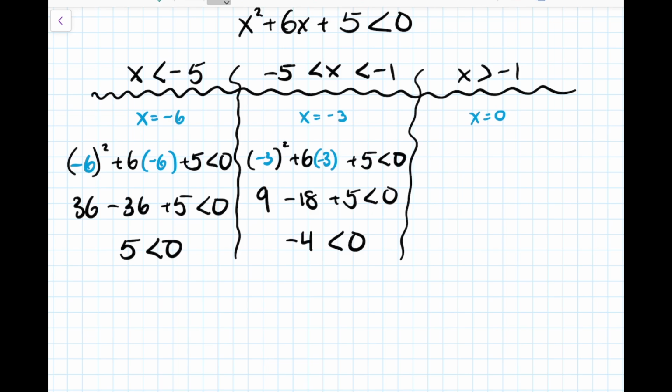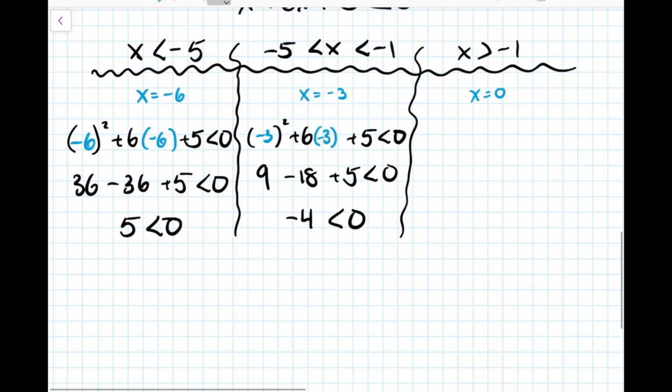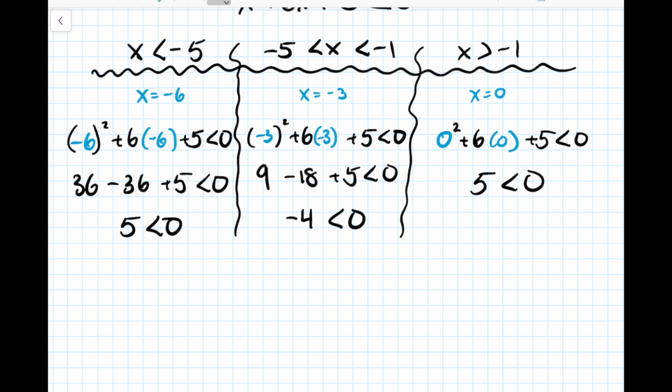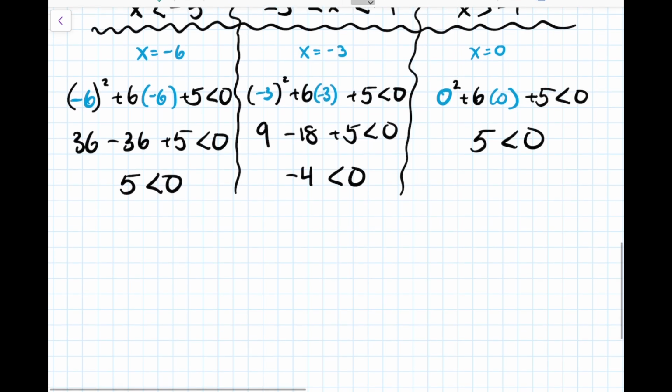And so we do the same thing with our x equals 0, our value from, again, the pink section. So if you plug 0 into all of these things, we end up with 0 squared plus 6 times 0 plus 5. And you can probably see where this is going. 0 and 0 and 5 is just going to get you 5. And once again, 5 is not less than 0. So what we've got here is 3 sections. The one on the left did not work. Green was no good. The one in the middle, the yellow, was good. And then the pink one on the right was also no good.